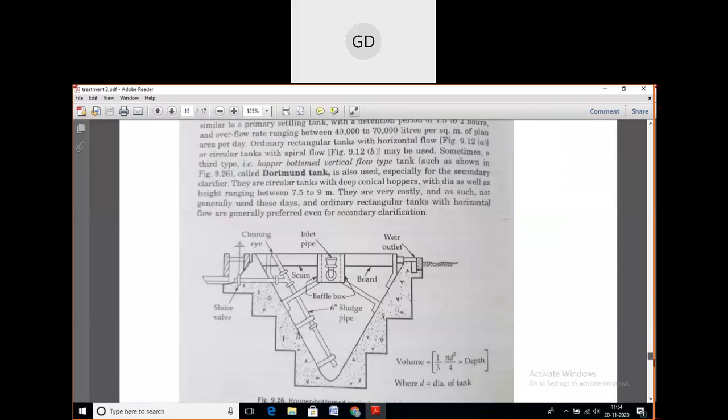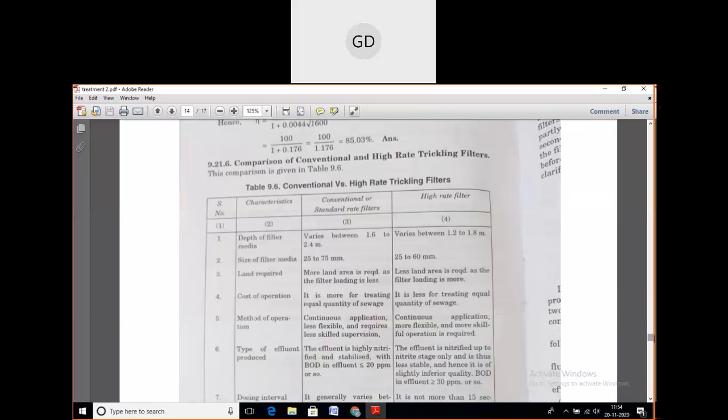Today we have done the trickling filter. Next class, that is tomorrow, we will be doing the activated sludge process. After we do the activated sludge process, your treatment part will be finished. Okay, let me take your attendance.